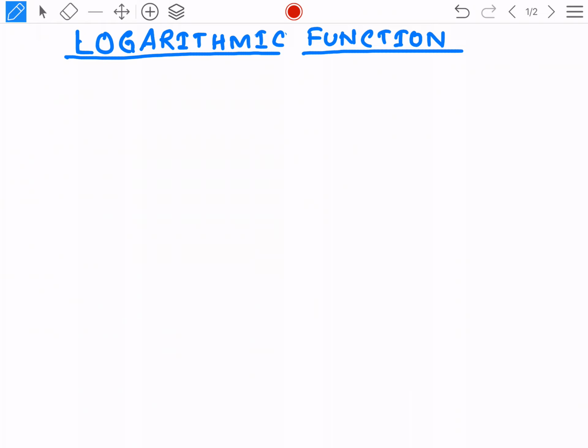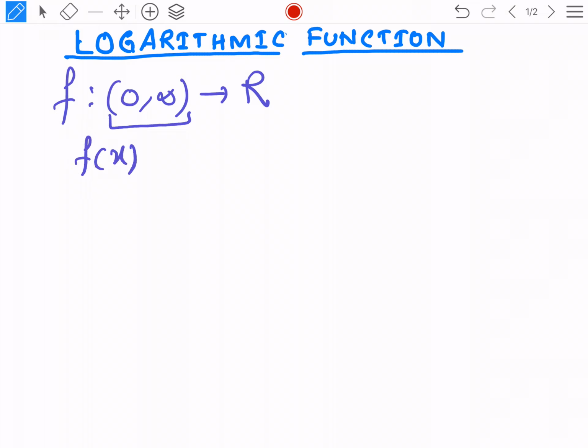Students, a function f is represented from 0 to infinity to the real numbers. Here we have used the domain as 0 to infinity. It means the logarithmic function is definitely applicable only for positive real numbers. And the function is represented as f of x is equal to log of x.